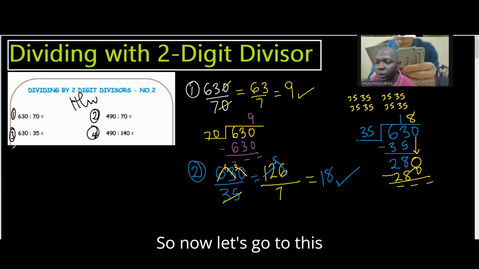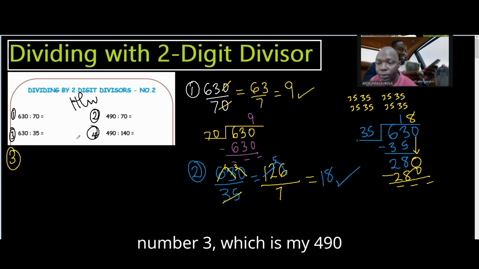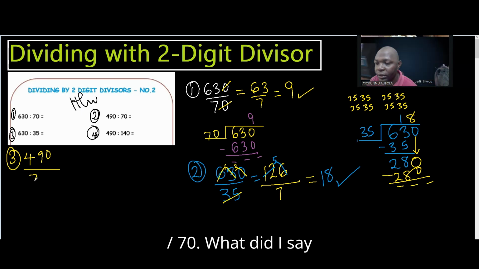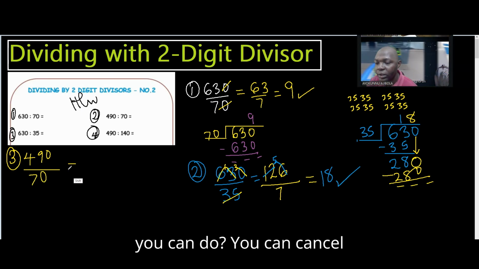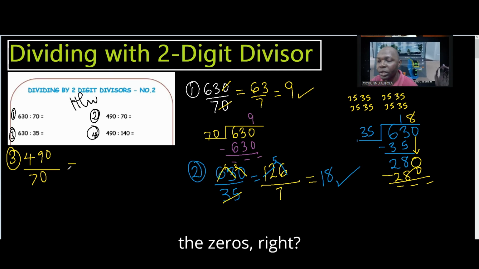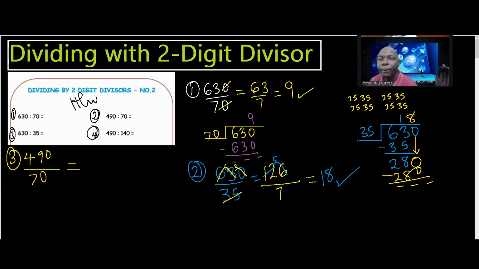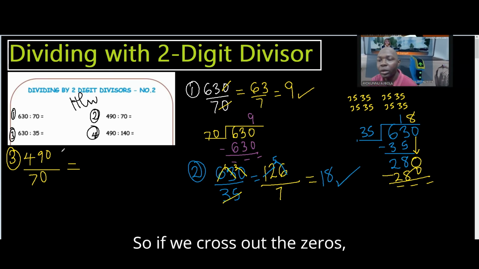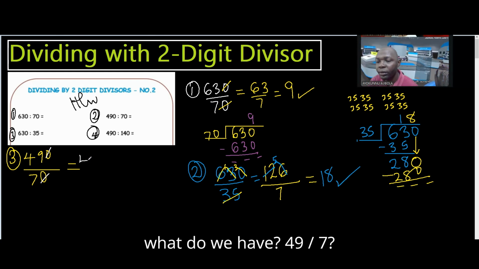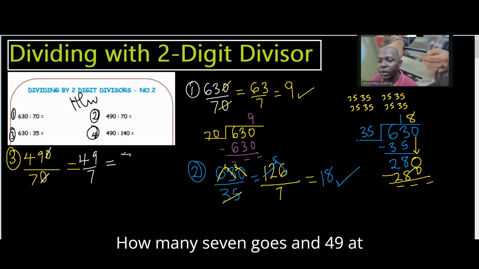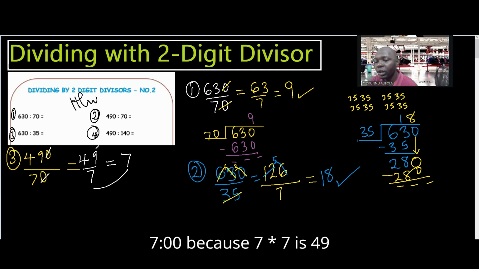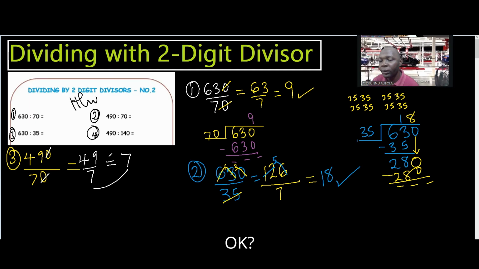So now let's go to this number 3, which is 490 divided by 70. What did I say you can do? You can cancel the zeros, right? Yeah. So if we cross out the zeros, what do we have? 49 over 7. How many 7 goes in 49? That's 7, because 7 times 7 is 49. Okay?